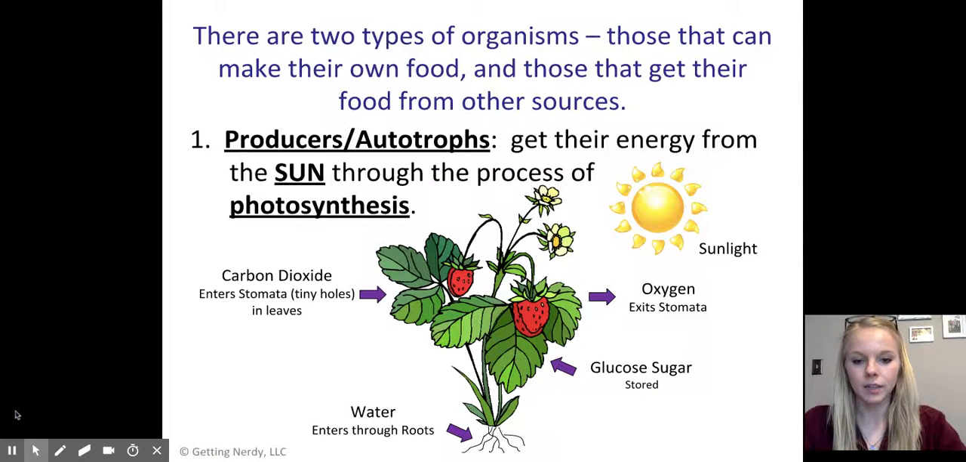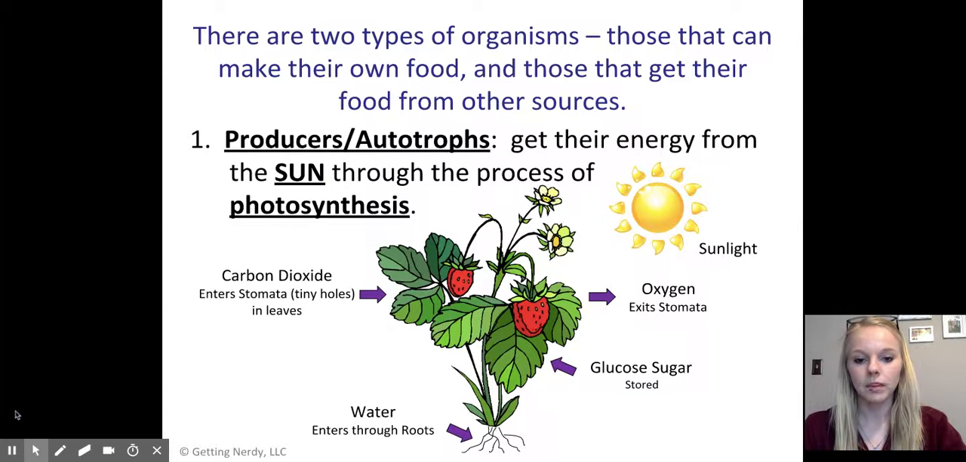Organisms are divided into two categories based on how they obtain energy. Some organisms are able to absorb energy from the sun through a process called photosynthesis. They are known as autotrophs, or producers, because they produce their own food. The prefix auto means self, and the suffix troph means to obtain energy from food. So autotroph means that organisms are able to obtain energy from food that they make themselves.